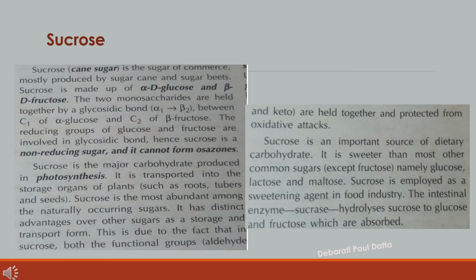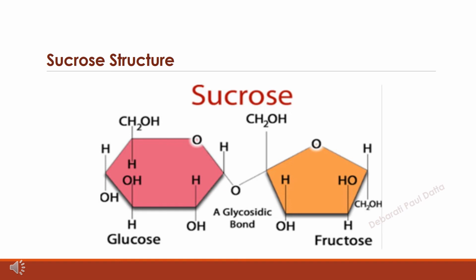But sucrose is the major carbohydrate produced in photosynthesis. It is an important dietary source of carbohydrate. It is sweeter than most of the other common sugars, and we use it as a sweetening agent in the food industry. Now in this slide you can see the structure of sucrose. The glycosidic bond is in between C1 of alpha glucose and C2 of beta fructose.